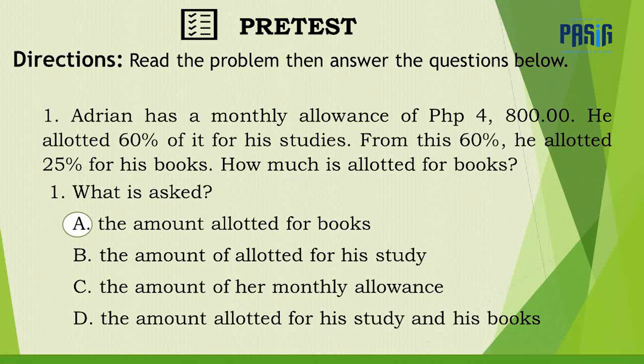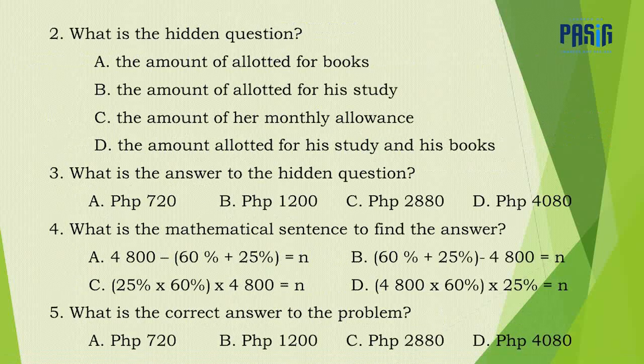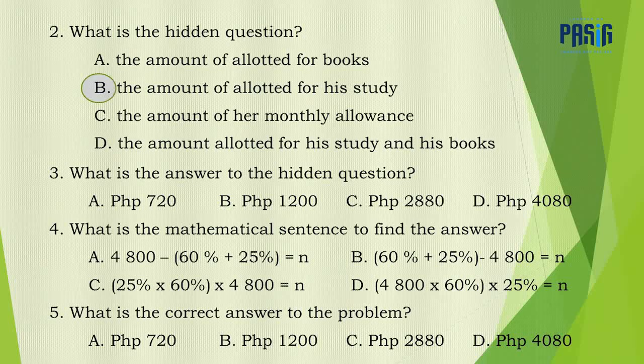Let us proceed to number 2. What is the hidden question? A. The amount allotted for books. B. The amount allotted for his study. C. The amount of her monthly allowance. Or D. The amount allotted for his study and his books. You are right. The answer is letter B. The amount allotted for his study.